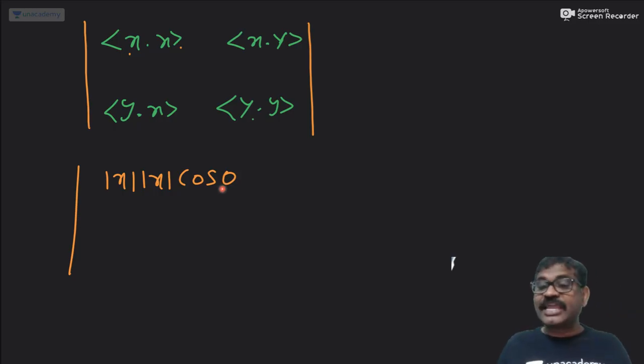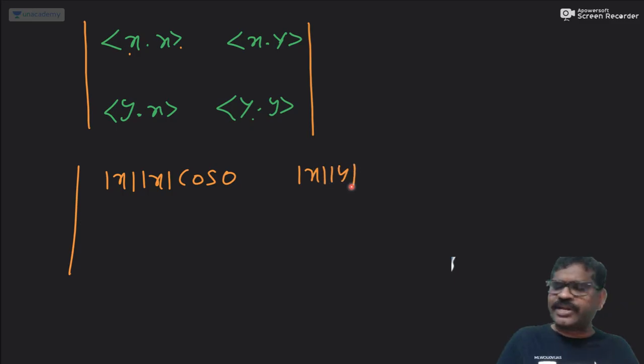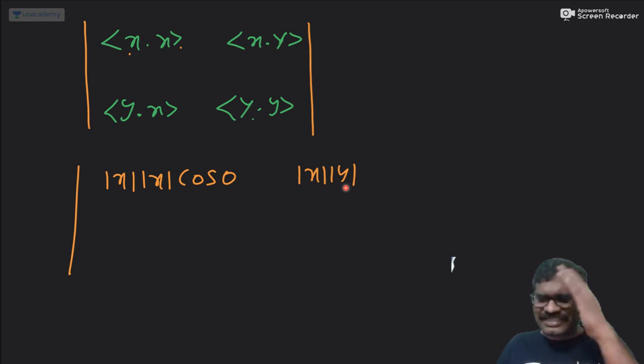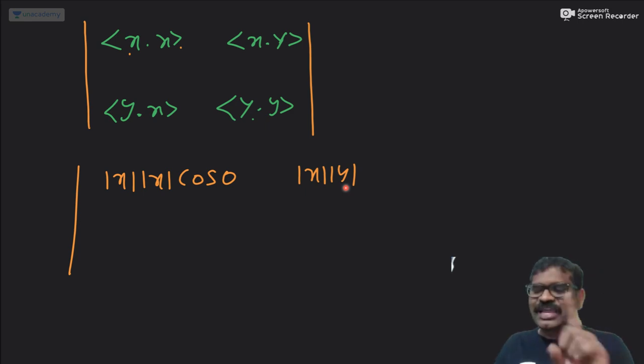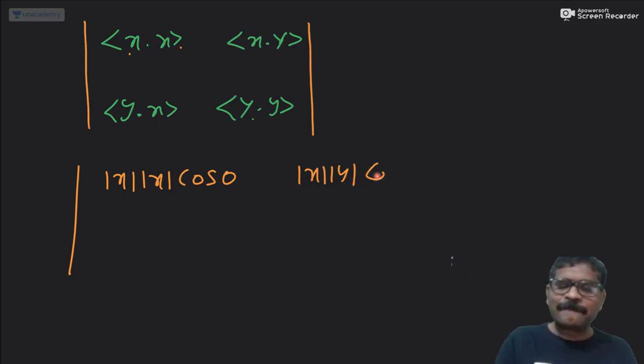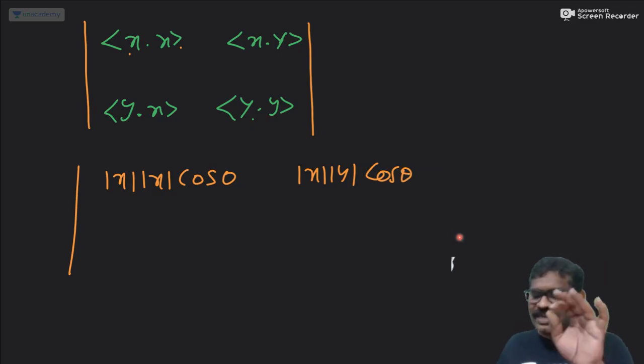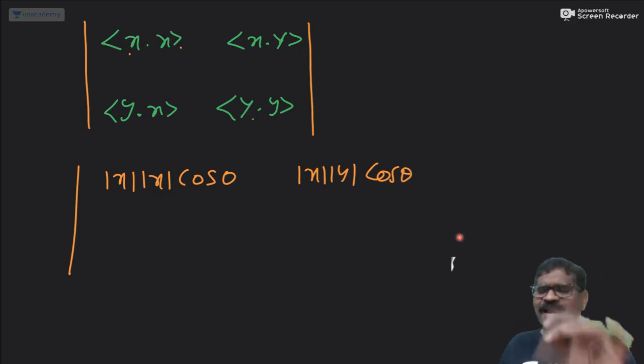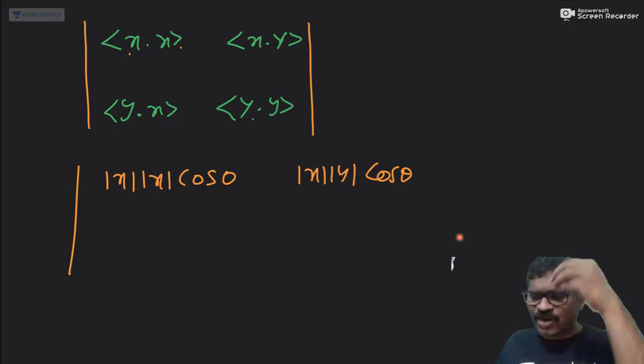Next, x dot y. x and y are two non-zero vectors. What is the dot product between x and y? Mod x into mod y into cos theta. Some students write cos 90. Don't write cos 90. I said that same point 10 times. x and y are not the x-axis and y-axis. x and y are two different vectors. Don't misunderstand the concept. Any angle, we don't know. The angle is unknown.